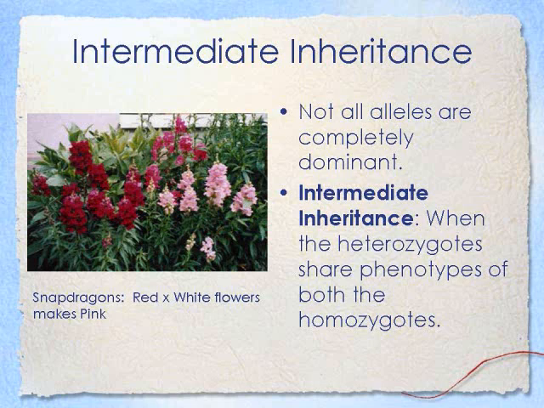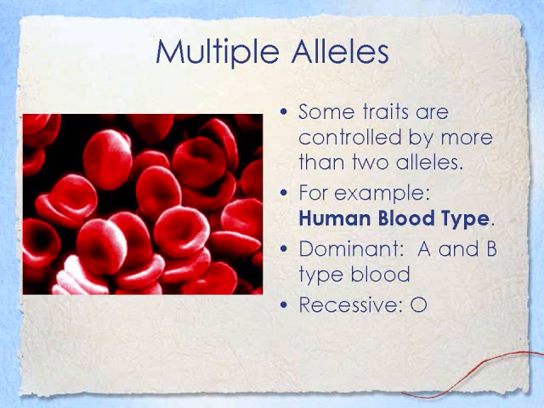One complex form of inheritance is intermediate inheritance. This is when there is not a completely dominant allele that just totally takes over. Snapdragons is an example. When it's homozygous pure, it can be red, or it's homozygous pure, it can be white. However, when it's heterozygous, you get a blending of this, and that is pink. When you have intermediate inheritance, you have a blending of the phenotype.